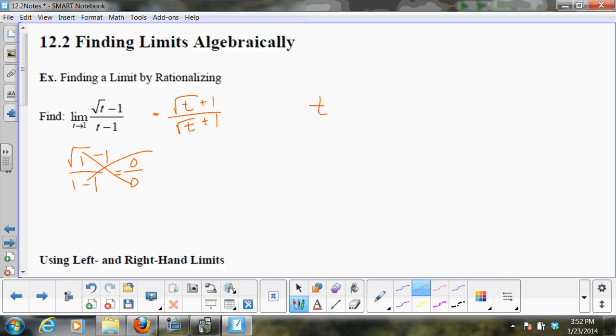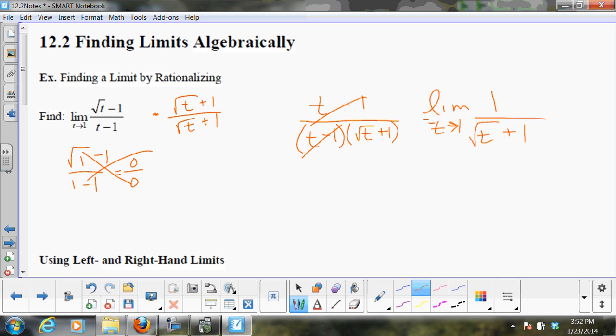So we get t minus 1 on top. And the bottom, just leave it in parentheses because you're evaluating it anyways. And this is what you're taking. Oh, the t minus 1's go away. So this is equal to 1 over square root of t plus 1. And that's what we're taking the limit of, as t goes to 1. So 1 over square root of 1 is 1, 1 plus 1. This is 1/2.